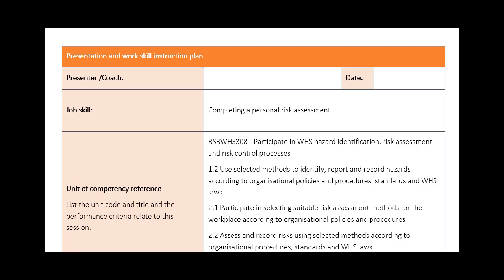You'll notice that we've also added in a unit of competency reference. Units of competency are something that you're going to learn quite a lot about during the course. So it's good to start up front by looking at what the national unit of competency is that could be linked to this particular presentation work skill instruction. In this case, we've looked at the unit BSBWHS308, Participate in WHS identification and risk assessment and risk control processes. We've also listed the specific criteria out of that national unit of competency that this particular work skill instruction relates to.